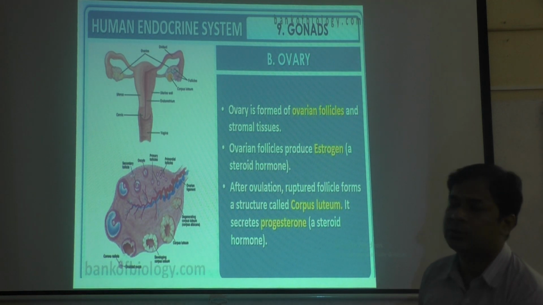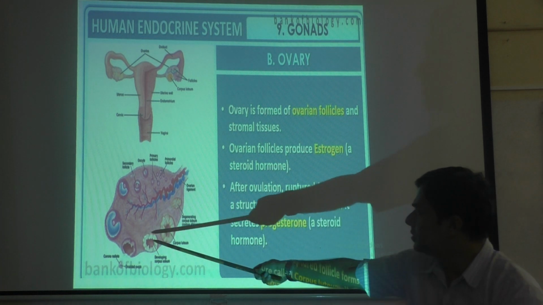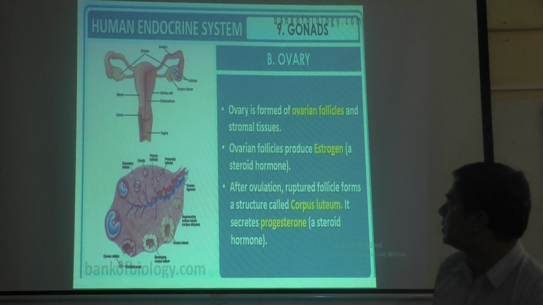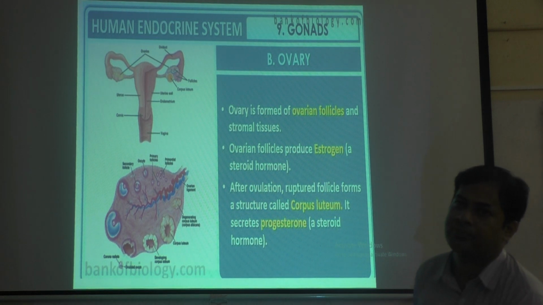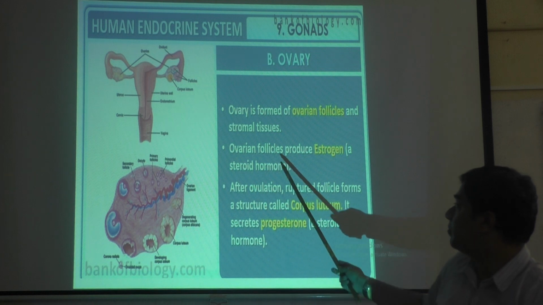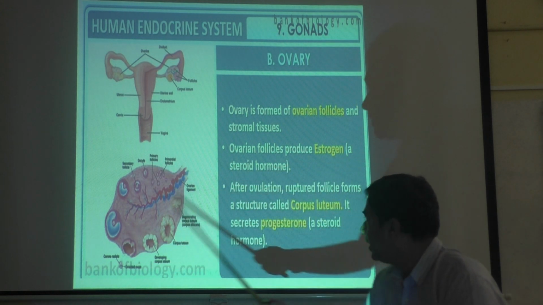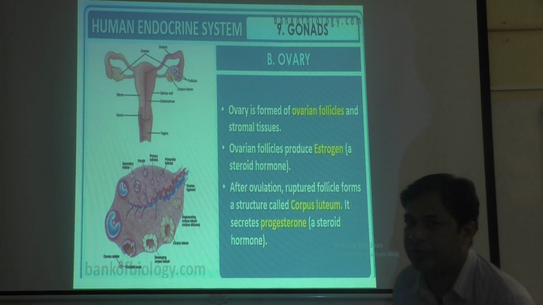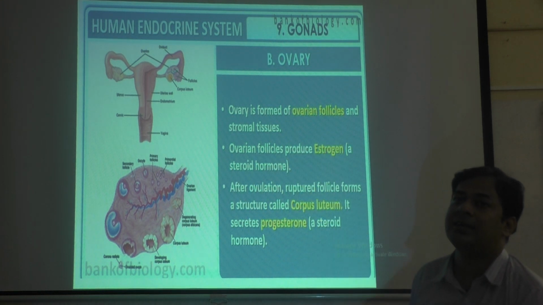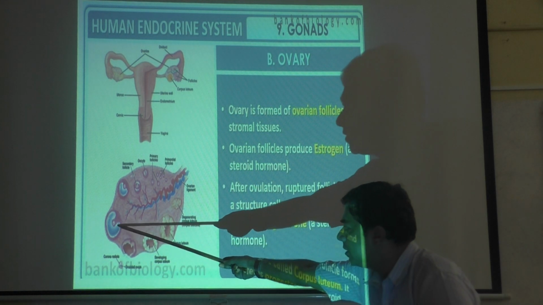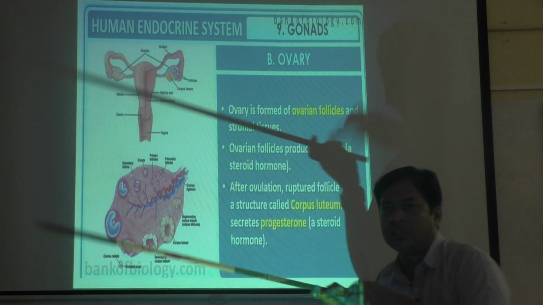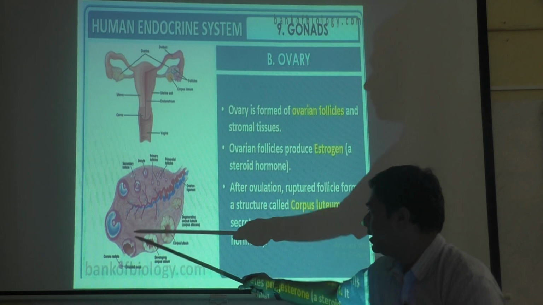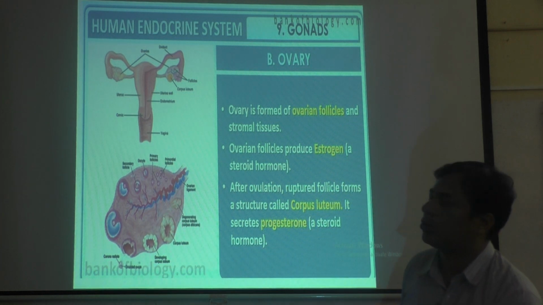Ovarian follicles, what is there here on either side, you can see these follicles produce estrogen, which is a steroid hormone. After ovulation, I told you the meaning of ovulation, a release of egg. See here, this follicle containing egg inside ruptures or breaks, then all its watery content comes out, then the egg is also released. That process is called ovulation.